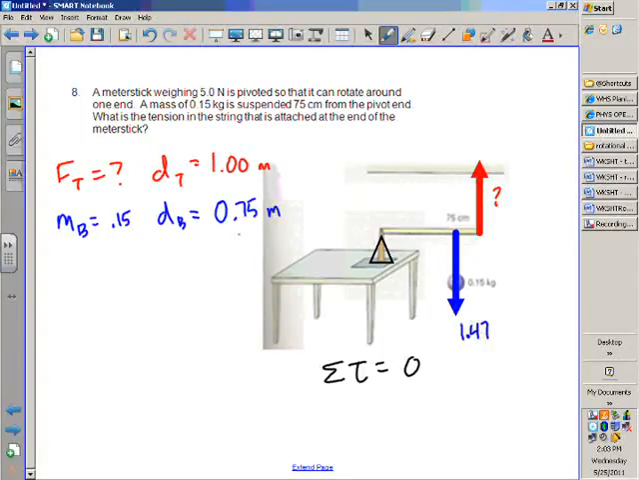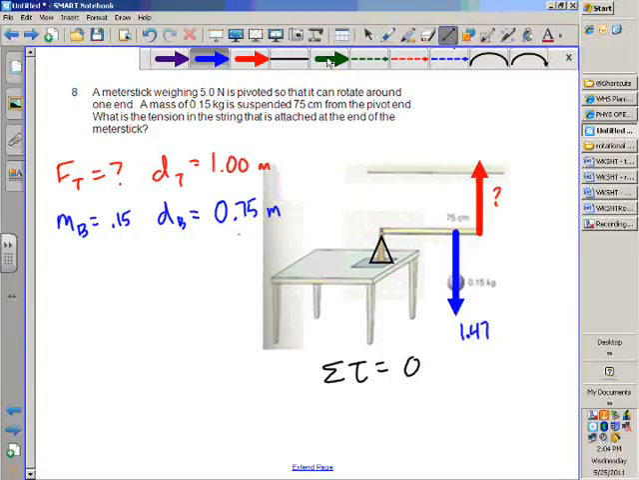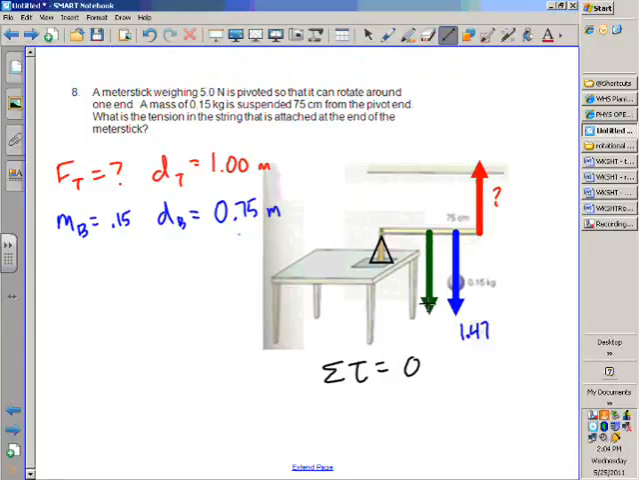And now, is there gravity actually acting on the meter stick? Yes. Is it at the pivot point, though? No. We said gravity always acts where? In the middle. Right, so there's a gravitational force that looks like this. And it's not at the pivot point, so it's going to cause some torque.